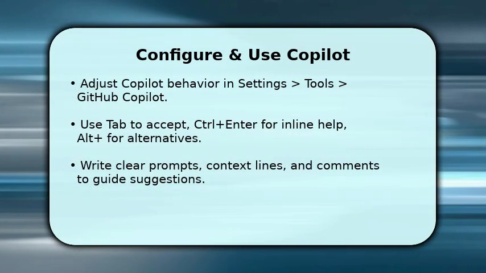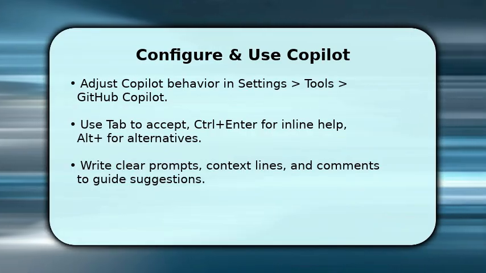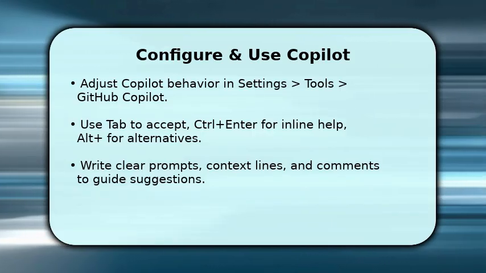You'll next configure usage preferences and learn the key actions. Open Settings, Tools, GitHub Copilot to set suggestion frequency, telemetry, and file type scope. Once configured, try typing a descriptive comment or function signature. Copilot previews will appear inline.